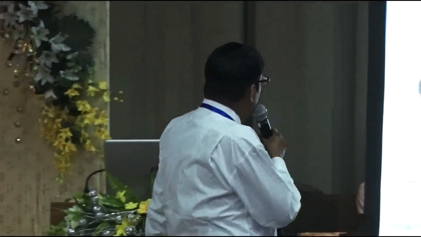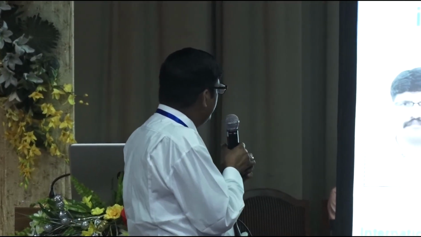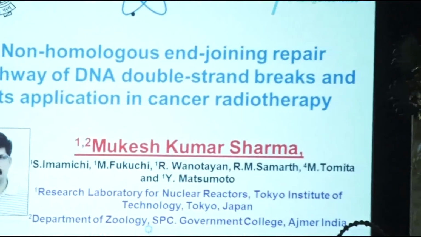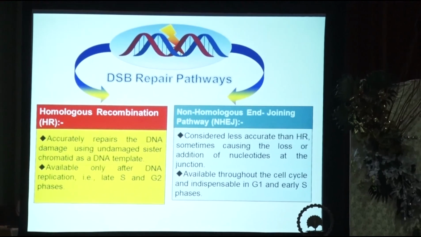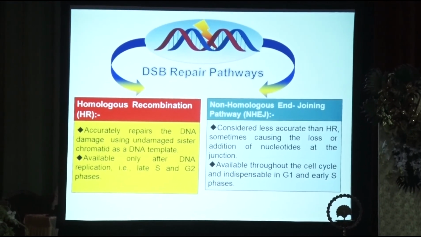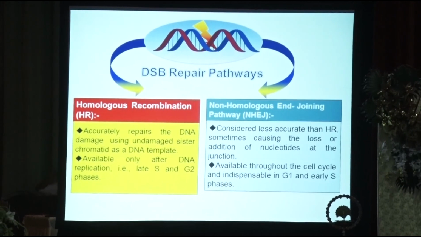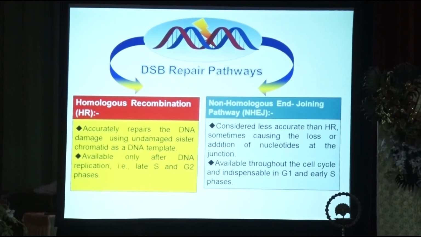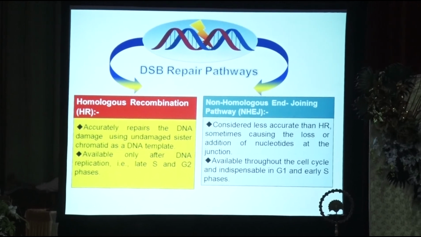Today I am going to talk on the non-homologous end joining repair pathway of DNA double-strand breaks and its application in cancer radiotherapy. As we all know, DNA double-strand break repair pathways are of two types. First, the homologous recombination pathway, and another one is the non-homologous end joining pathway.